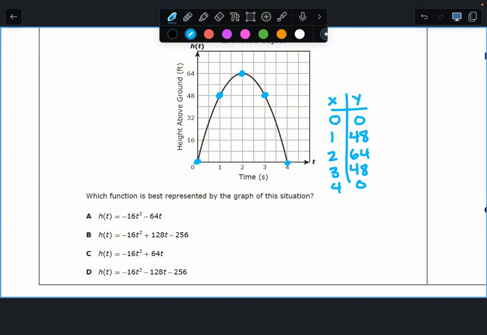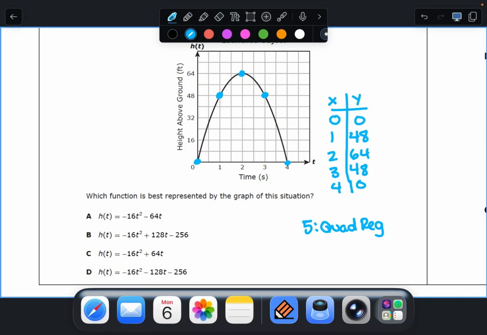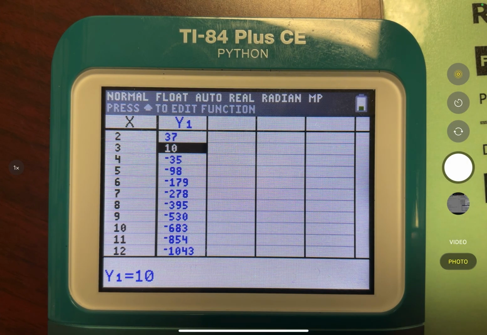Now, what can you do with any and every table? Vertex. Nope. Free. Stat. But when we go to stat edit, what option do we use? For quadratics, 5. 3, 4, 5. We never use 3. 5 for quad. If you forget, read the calculator, okay? So first thing we're going to do is put it in stat edit.